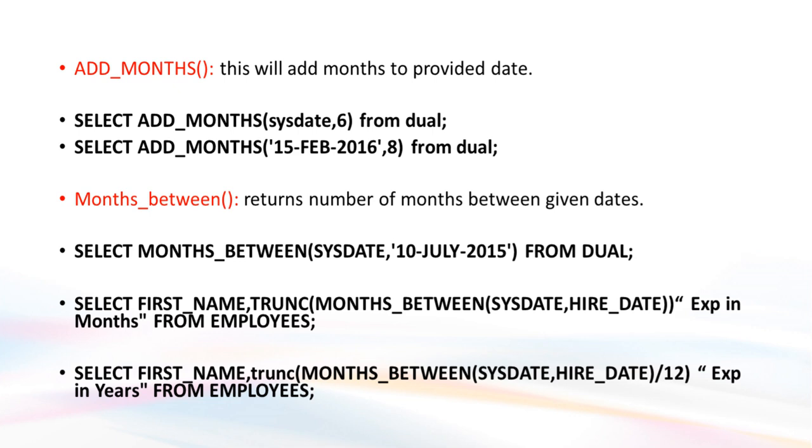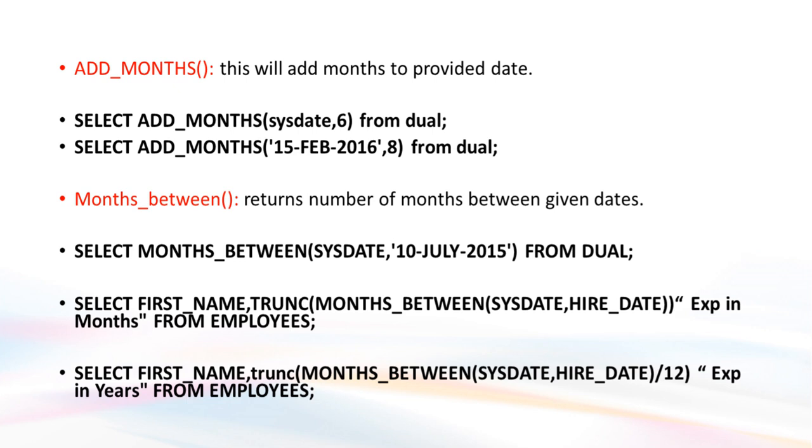Select first name, comma. So here you see, I have used multiple methods. First let us see the inside method. Months between sys date, comma, hire date. First we need to get how many months there are from the current date to the hire date of the employee. Hire_date is the hire date of the employee. This is a column in the employees table. So first we need to get months between the current date and the employee hire date. Now we will get the number of months.